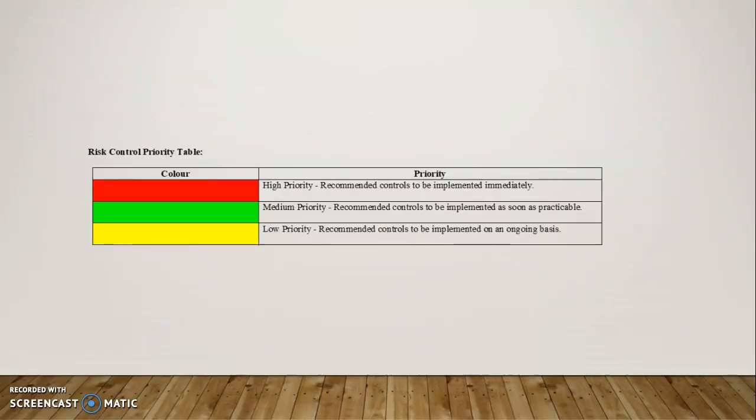This is the risk control priority table, and in the risk assessment, if there was a red color, this means high priority, which means it is recommended for the controls to be implemented immediately. Green is a medium priority. Controls are recommended to be implemented as soon as practicable. Yellow is low priority, and it is recommended controls are implemented on an ongoing basis.